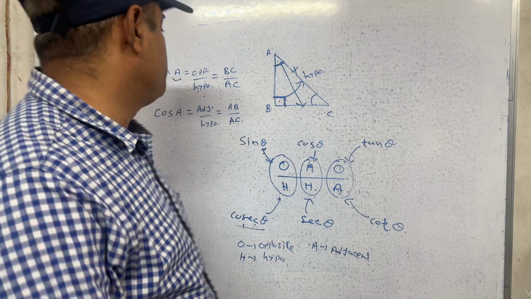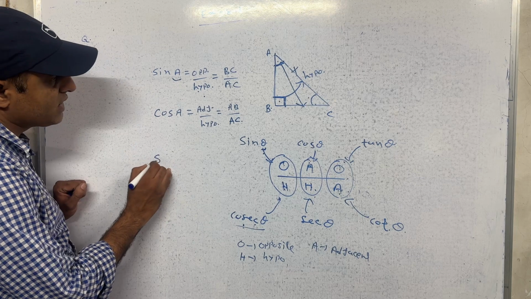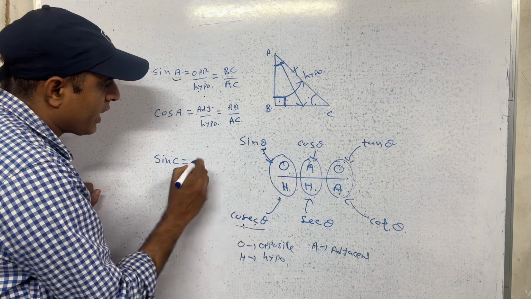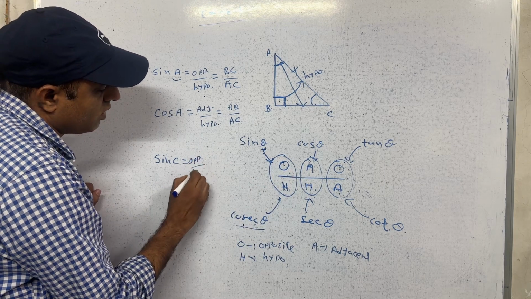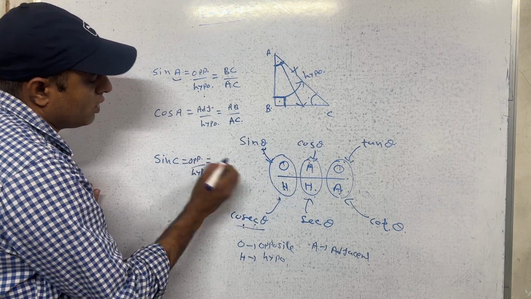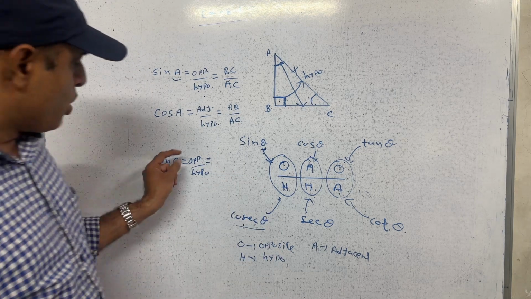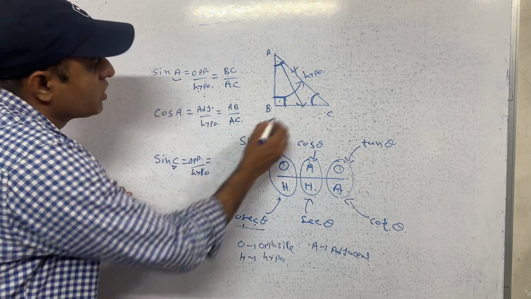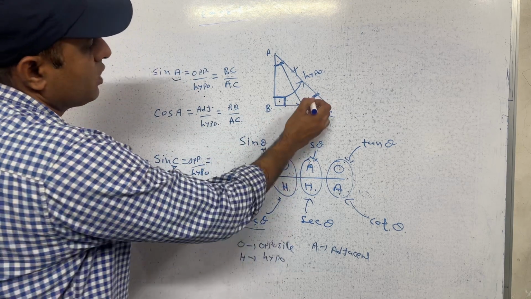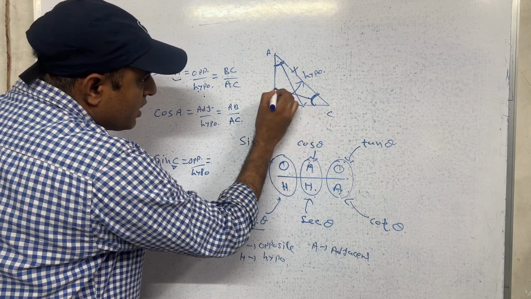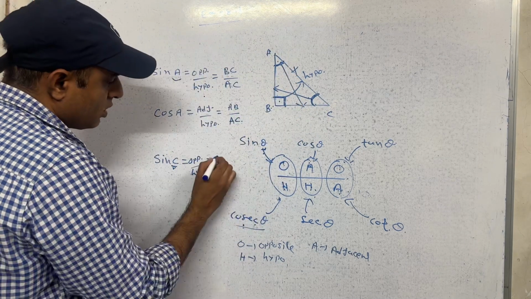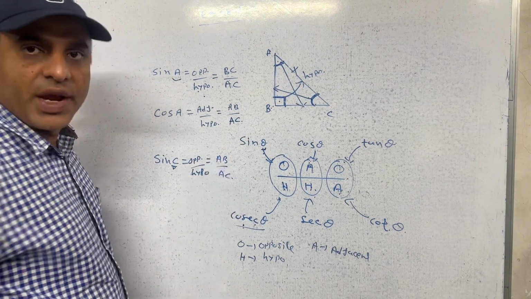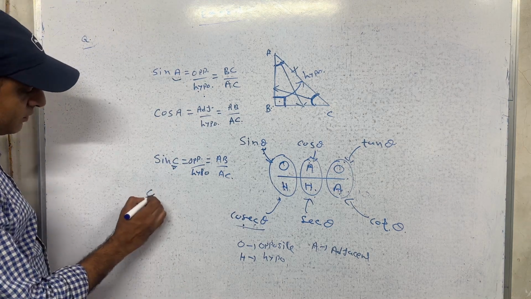Now suppose you are supposed to find sine C. The formula of sine is opposite by hypo. So what is opposite to C? See, my angle is C, so my focus will be on C. The opposite side of C is this, that is AB. So opposite is AB, and hypo will remain the same, that is AC.